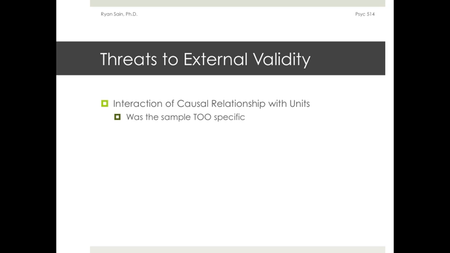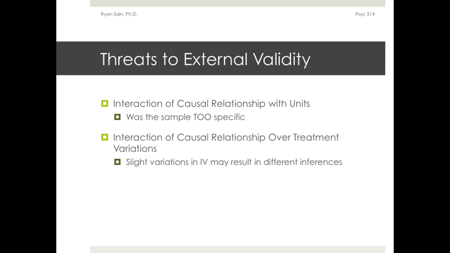Interaction of the causal relationship with units. In other words, was the sample too specific? Did the units, being the subjects, right? Your authors choose units. I don't know why. Participants, subjects, units, all the same. So, interaction of the causal relationship with units: did it only work with those particular people? Was it too specific? Did you have too narrow of a sample?